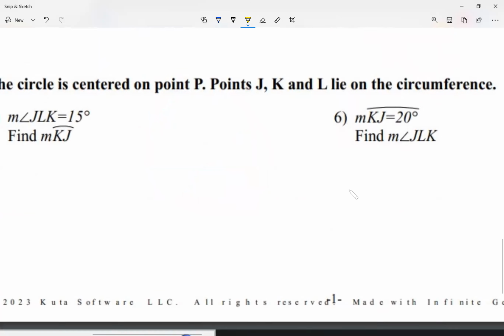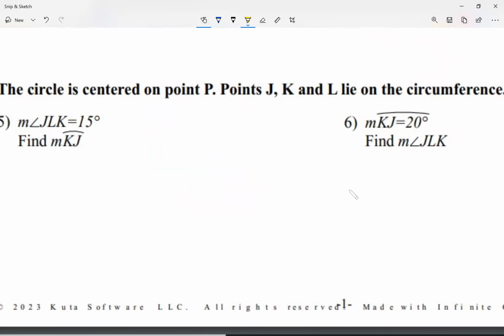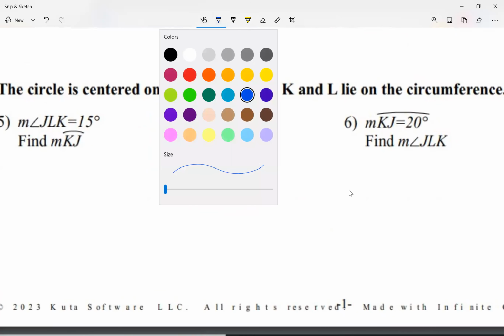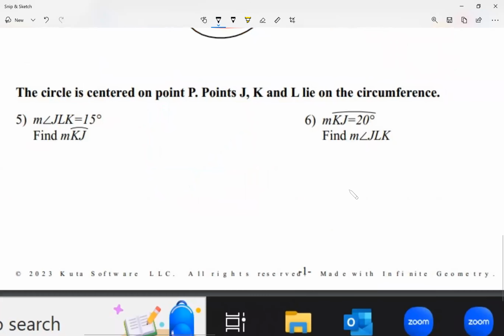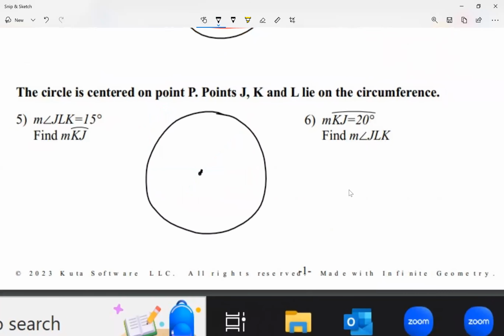Now, for my purpose in questions 5 and 6, because it says the circle is centered on point P, let me draw a circle. Let's assume that's a circle, and the center is point P. So the circle is centered on point P. Points J, K, and L lie on the circumference. So that means those 3 points are somewhere on the edge of the circle.